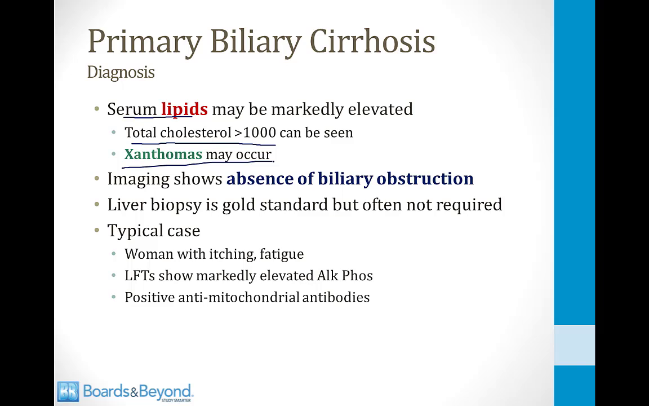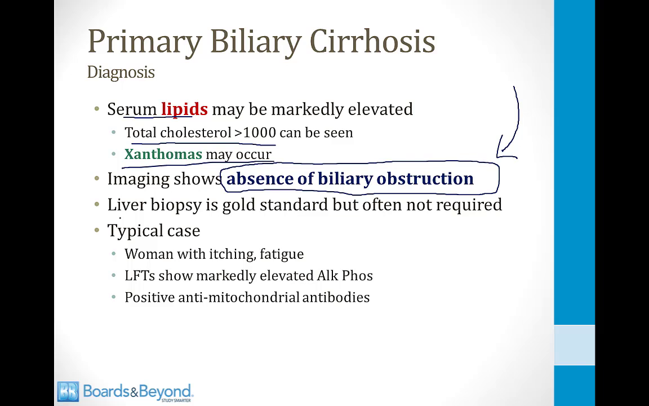When you order imaging, you will see an absence of biliary obstruction. This is an important finding. Usually when people present with increased alk phos, one of the first tests you do is a right upper quadrant ultrasound. You're usually looking for common things like gallstones, but you will see none of that. You will see completely normal bile ducts in a patient with primary biliary cirrhosis, and that helps to cinch the diagnosis.